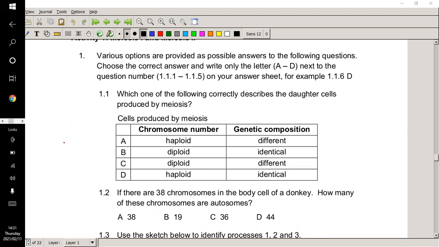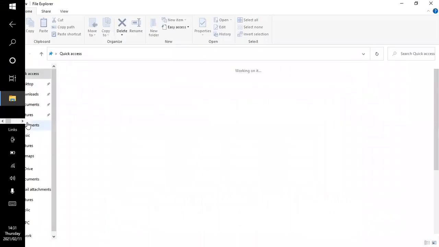Okay, let's get started. I'm going to be working today from the new textbook. I gave you guys a task to do yesterday from the new textbook.